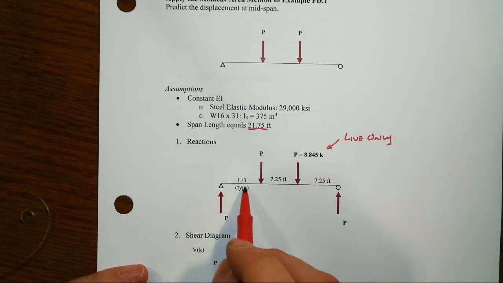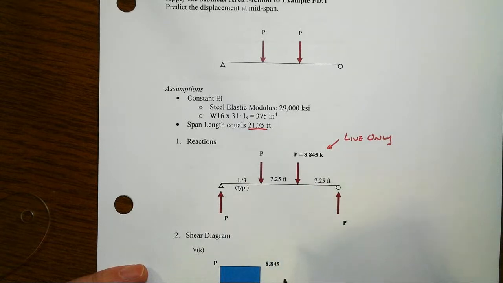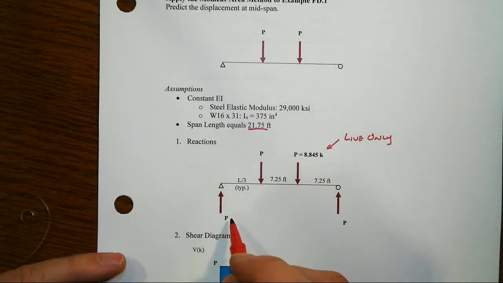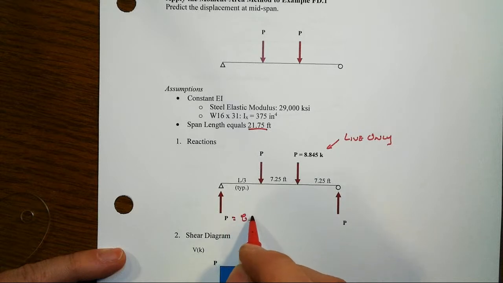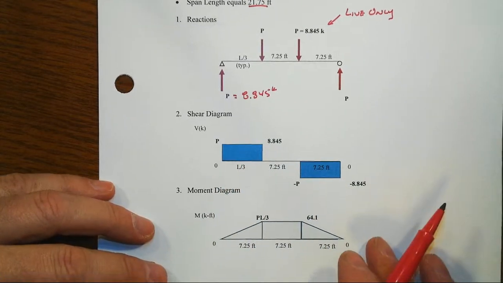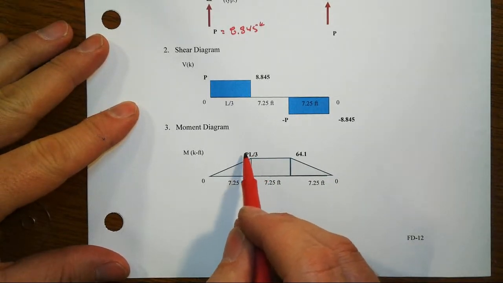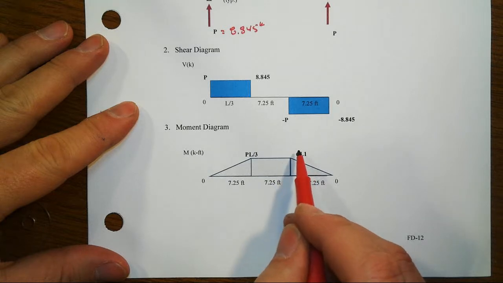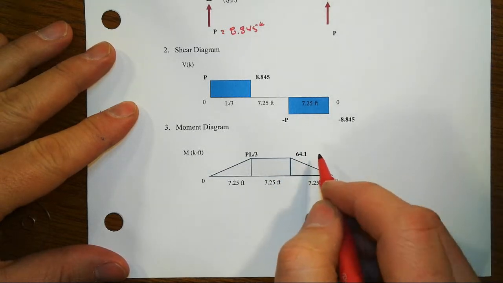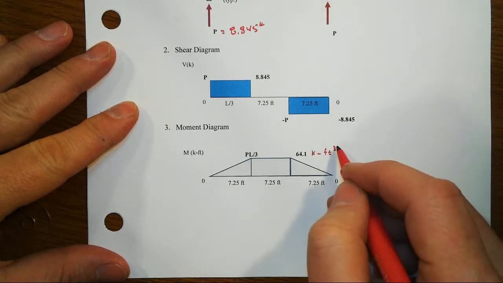I've left in this L over 3 symbolically just to emphasize where the 7.25 feet came from. And we have, of course, our two reactions, and with this particular setup, the numerical value of the reaction is the same as the numerical value of the point load. From there, we draw the shear diagram and the moment diagram. Again, I've left this in both symbolic expression and numerical value. I'm going to rewrite the units again just to make it absolutely crystal clear, because that will be important later.